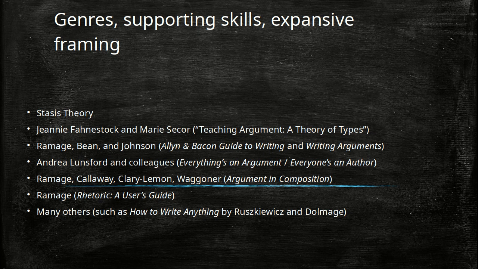So Jeannie Fonestock and Marisa Kaur have a list of different kinds of cause and effect. It's really important to think about cause and effect in terms of multiple causes or effects. And they had a vocabulary for explaining, there are going to be lots of causes and effects, and there are different kinds of them. So there are necessary causes and sufficient causes, or contributing causes and precipitating causes, and so on. So they've got that vocabulary. And I also saw that vocabulary in the Ramage, Bean, and Johnson's Writing Arguments. It's in there. But then also in the Ruskowitz and Dolmage, How to Write Anything, they had an additional type of cause there that was not in some of the previous lists I had seen. It was called reciprocal causes, and it had a brief explanation of that.